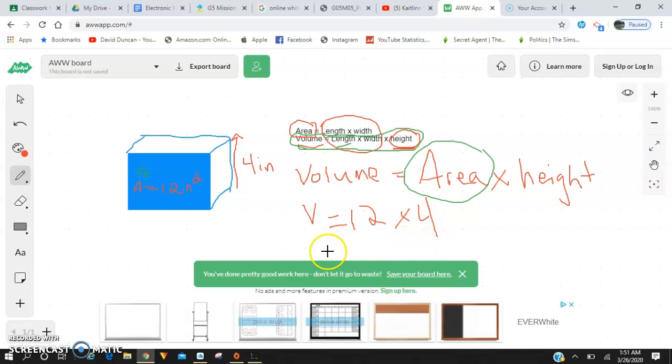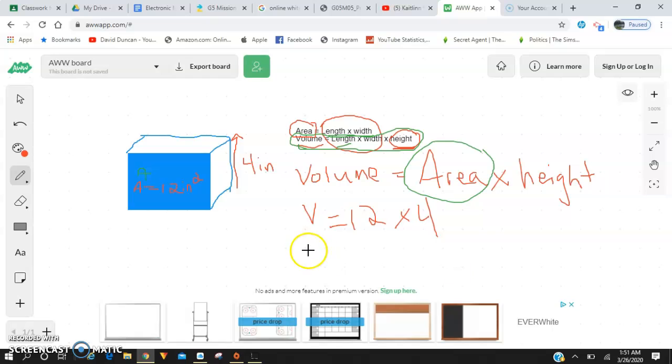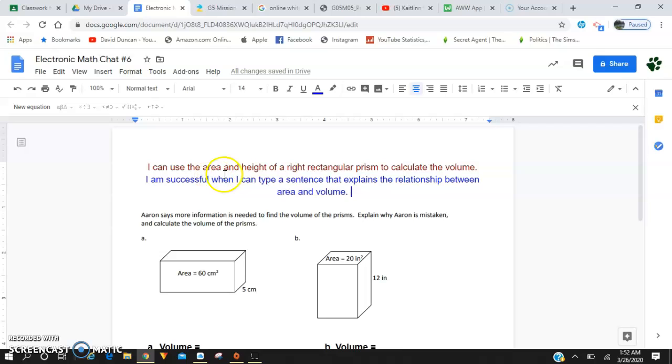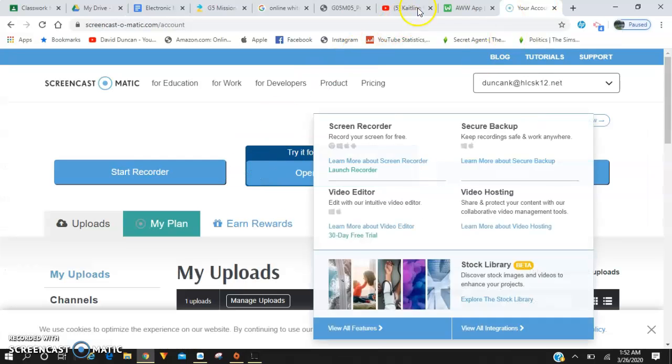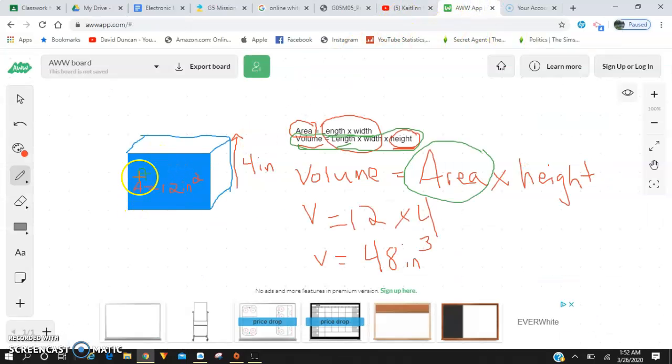Well, I know that 12 times 4 is going to get me 48 inches. It's no longer square because I multiplied three things and I'm working with volume, so it's going to be cubed. So again, looking at our I can statement, I can use the area and height of a right rectangular prism to calculate the volume. I was able to do that. I was able to use the area and the height to calculate the volume.